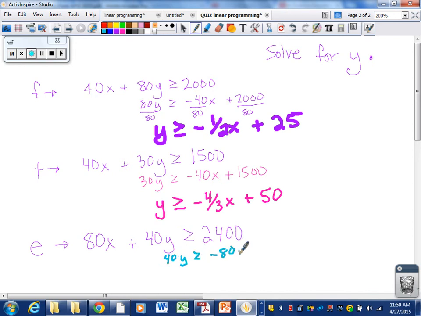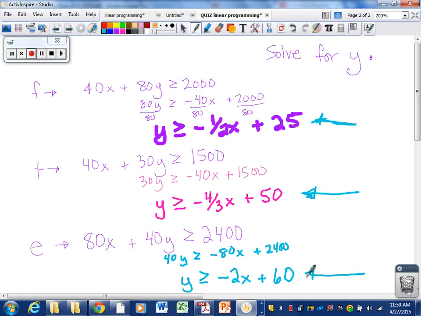40y ≥ -80x + 2400, so y ≥ -2x + 60. Okay, these are your three nice linear inequalities. Inequalities, y is larger than, because we want to maximize our money, not just see where it equals it, but where we can start maximizing. So these are your three equations that we're going to put on this graph.